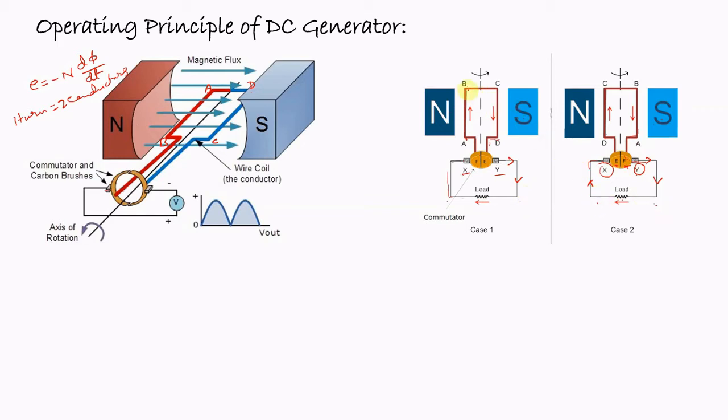So you can say the EMF induced in the conductor is AC in nature, but when the current is flowing to the external load, it is always unidirectional. That is DC in nature.